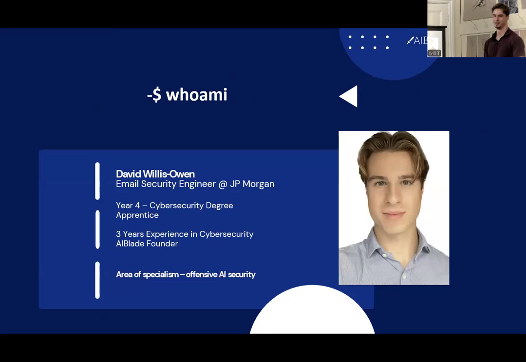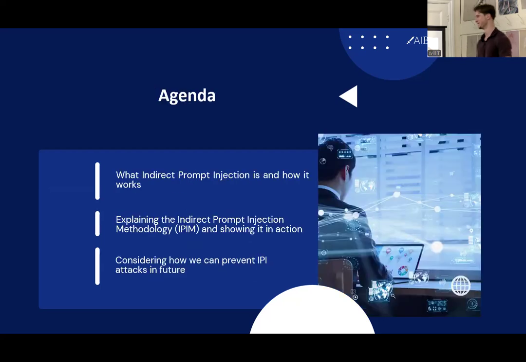Before I jump straight into the presentation, I'll just give a brief bit of background. I work in email security at JP Morgan. I'm a degree apprentice in the fourth year of my apprenticeship now. I've done 3 years of experience in cyber, and I also run a blog/podcast called AI Blades. Really interested in this offensive AI security. Still very niche, but I think there's a lot of potential in that space.